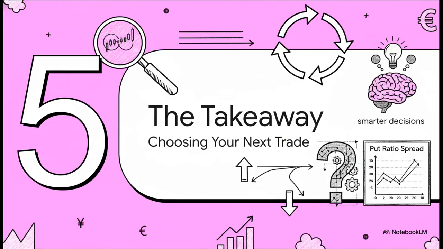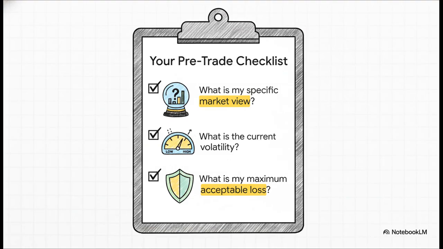Okay, that was pretty intense. Let's zoom back out. We've looked at the big picture framework, and we've done a deep dive on one very specific, very complex tool. So how do we put all this together to make smarter choices on our next trade? It really all comes down to a simple pre-trade checklist. Before you even think about pulling up an options chain, just ask yourself these 3 questions. 1. What is my specific view on the market? 2. What is volatility telling me right now? And 3, and this is the big one, what is my maximum acceptable loss? Just deciding upfront if you're willing to even consider undefined risk will immediately narrow down your choices and point you toward the right strategy for you.